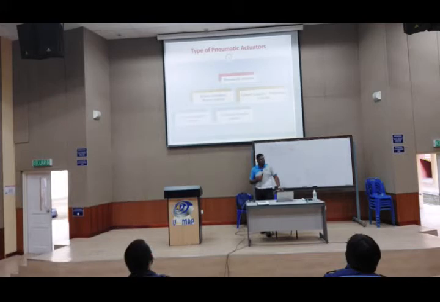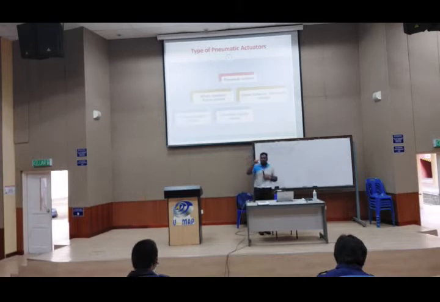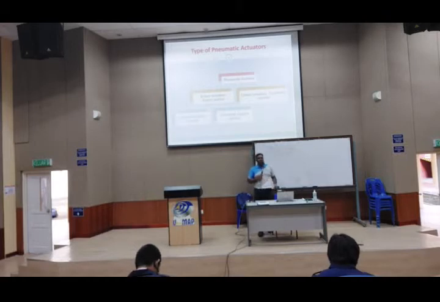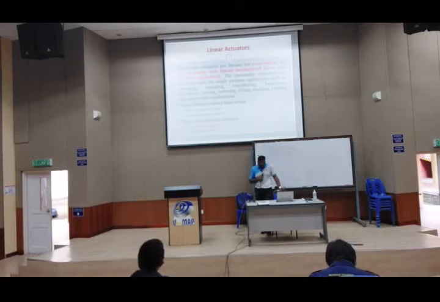Okay, so motor, you ada dua jenis. Satu yang limited angle. Limited angle meaning it will turn only 90 degrees, then pusing balik. Then you have an unlimited angular, meaning it keeps on turning 360 degrees. Macam motor lah, macam drilling. So you can use all these types. Okay, so linear actuators. Kita tengok dulu linear actuators, then we will see rotary actuators.